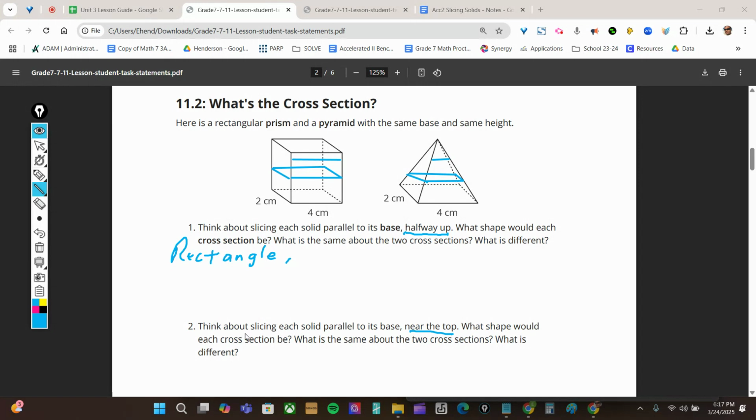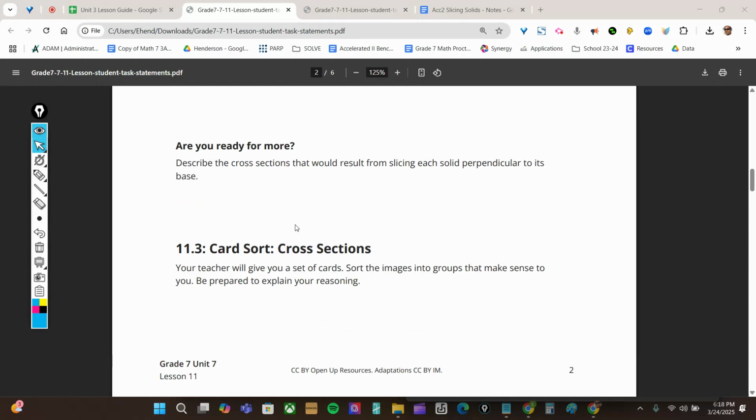Okay, so go ahead and fill that in your notes, and I'll pause it right here for a second so you can do that. All right, let's keep it moving. Okay, are you ready for more?